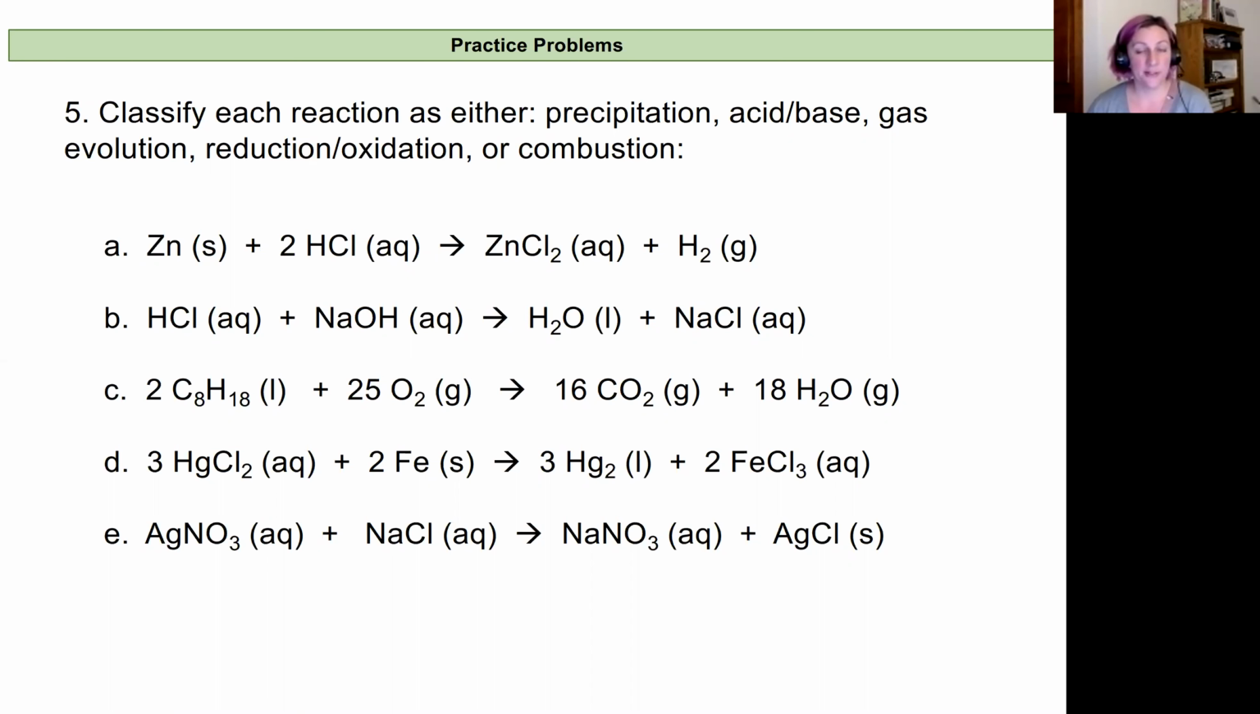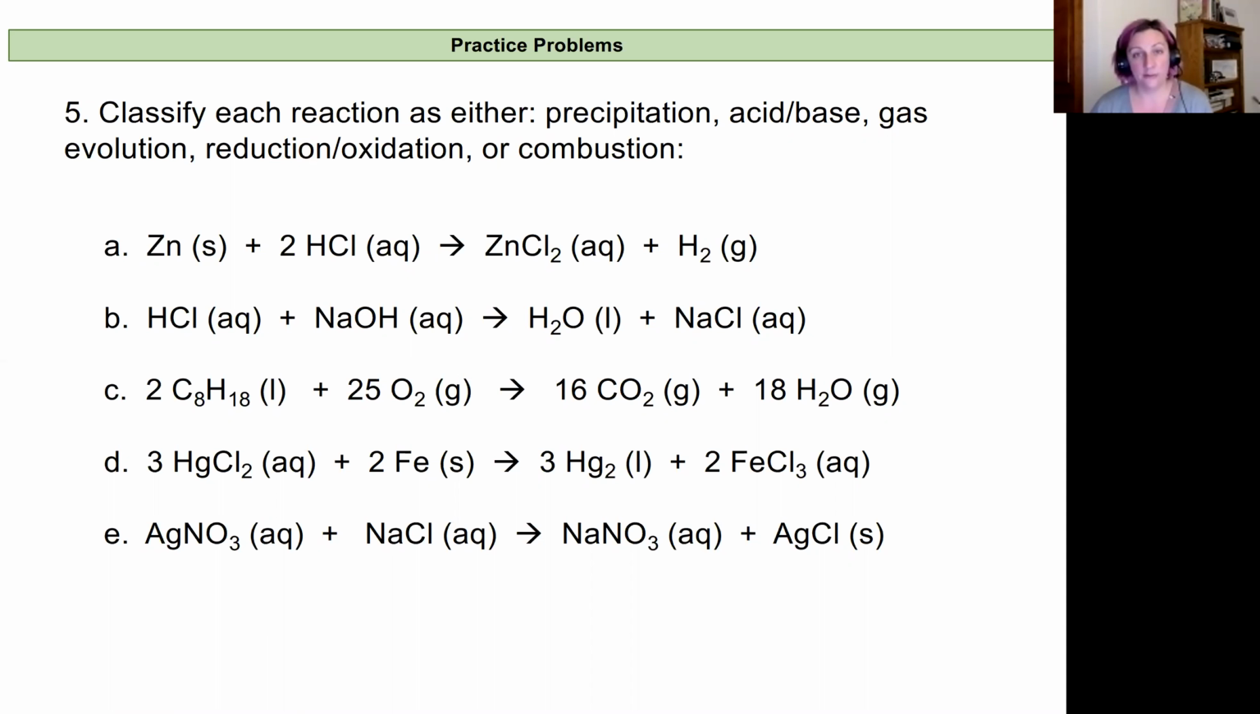Hopefully you've had an opportunity to work through these problems on your own. This last problem is taking all of the different types of reactions that we've learned about, and we're trying to now just identify, from the list of reactions we have, what's going on. So let's take a look at these and try to assign the types of reactions that they are.